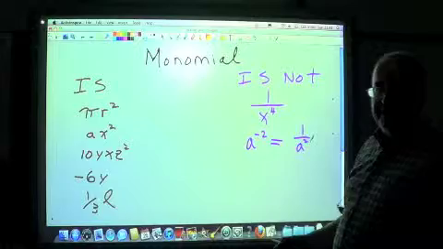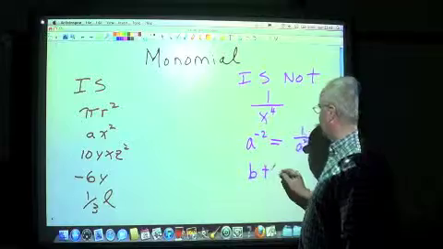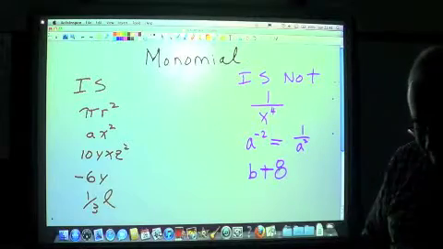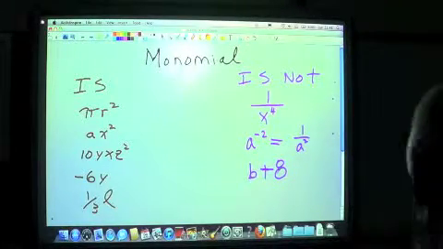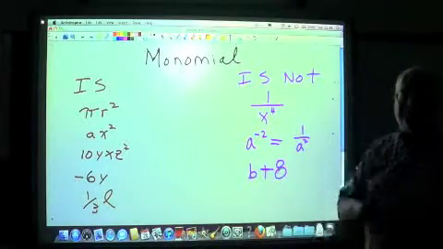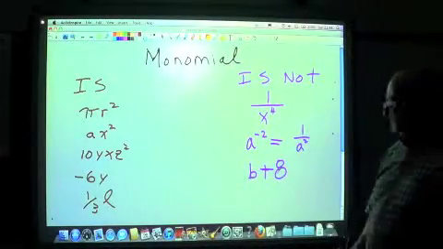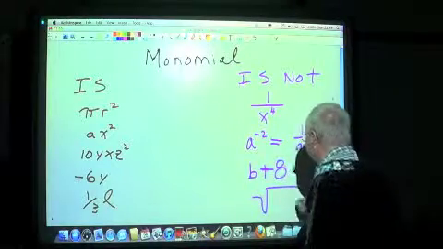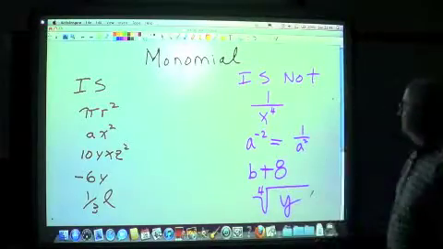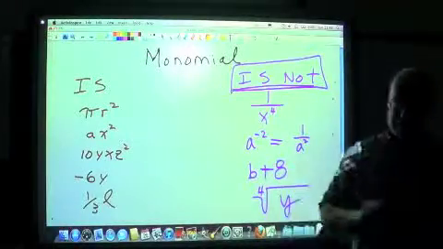Cannot have addition, subtraction. So we could not have a monomial that looks like this. That's not a monomial. And then we cannot have a monomial with a variable under a radical. A radical is a square root sign, a cube root sign, whatever else. For instance, if we have something like this, the 4th root of y. These are all examples of what is not. These are not monomials.